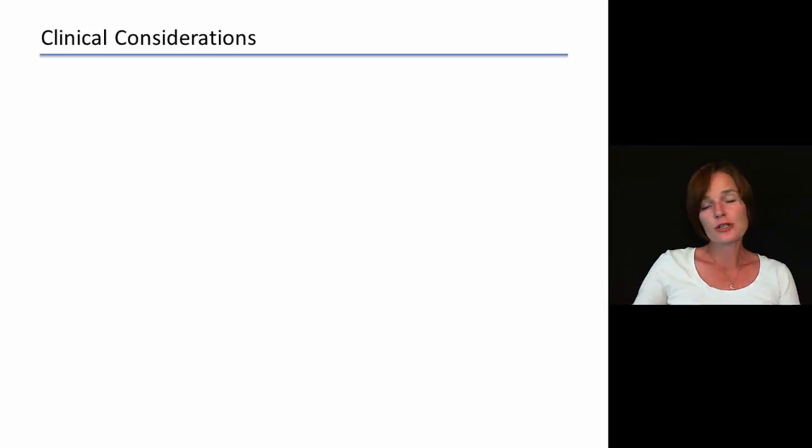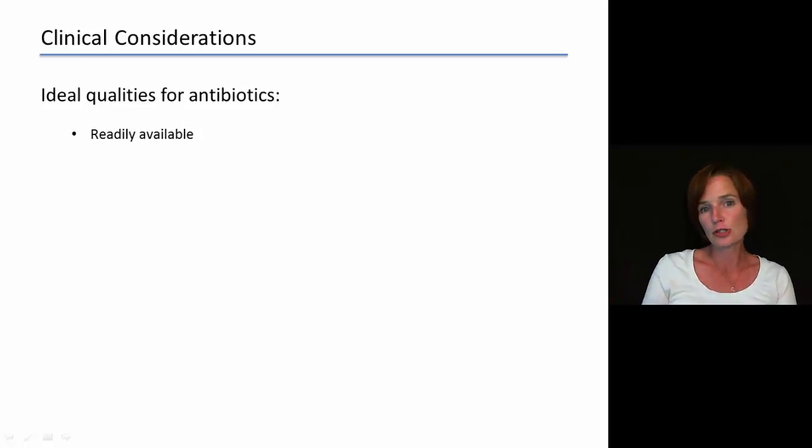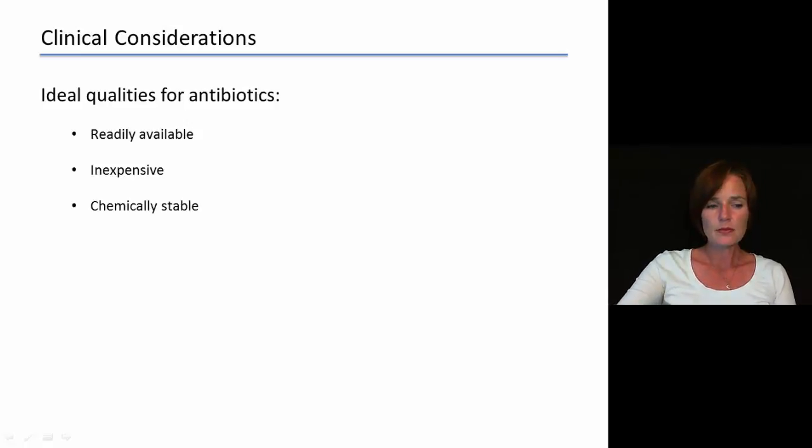So when we start to use these different drugs, there's a number of clinical considerations that we have to take into account before we do administer them. So ideal qualities for antibiotics, first of all, we need them to be readily available. So this needs to be something that we can produce fairly easily. It needs to be able to be stored fairly easily. Okay, so readily available. It should also be pretty inexpensive.